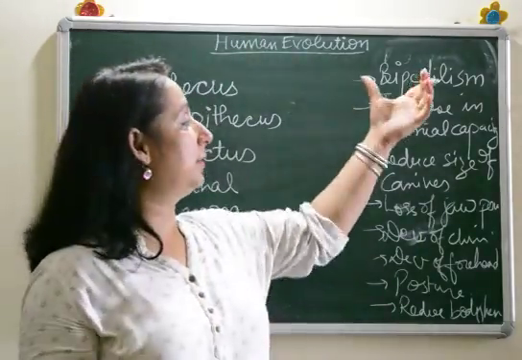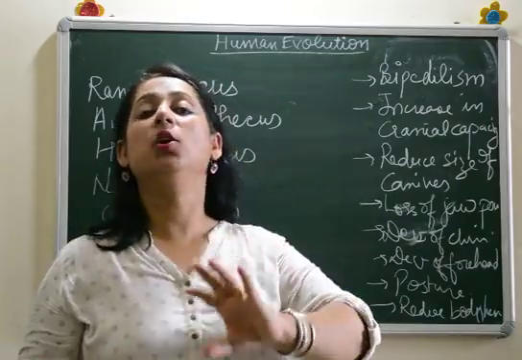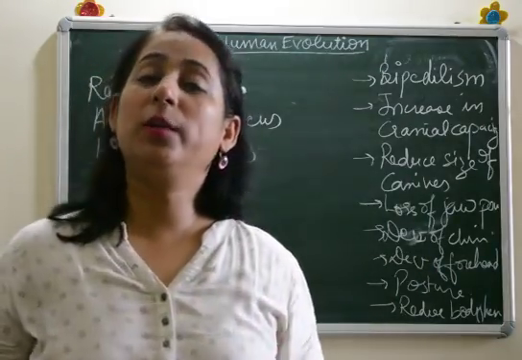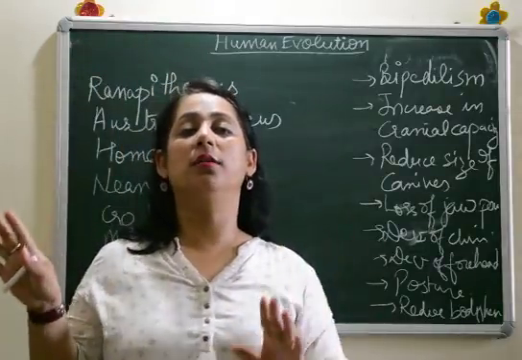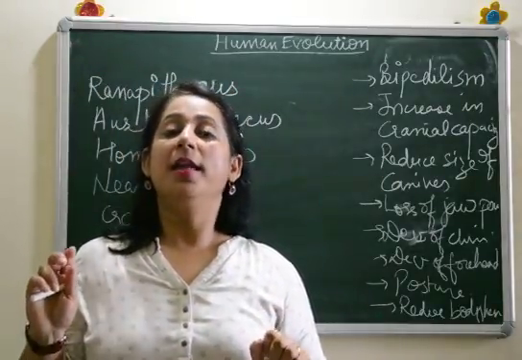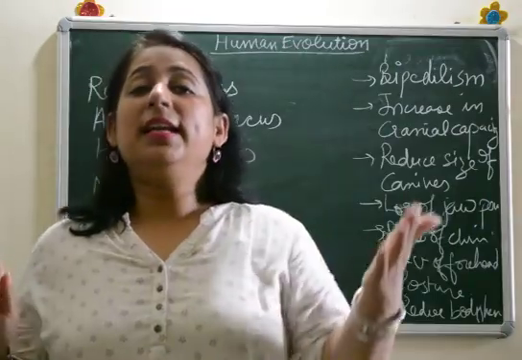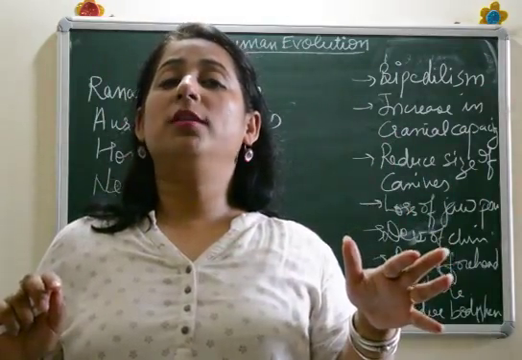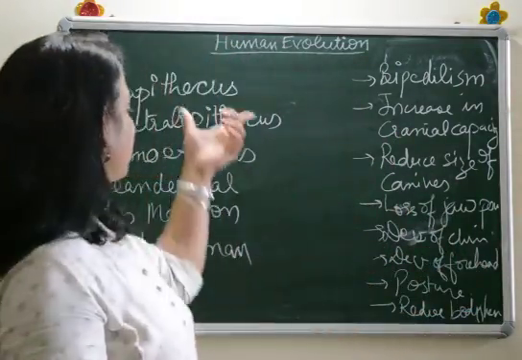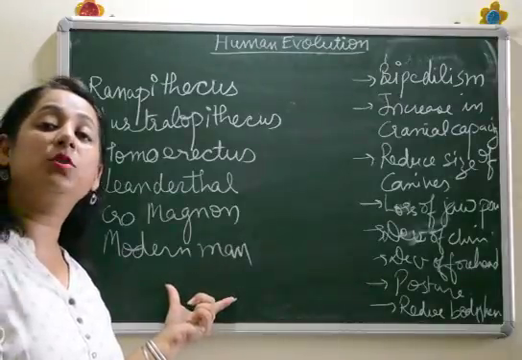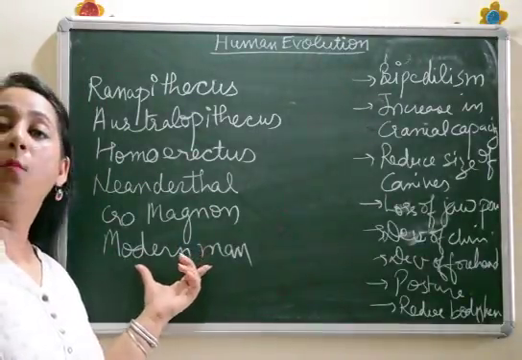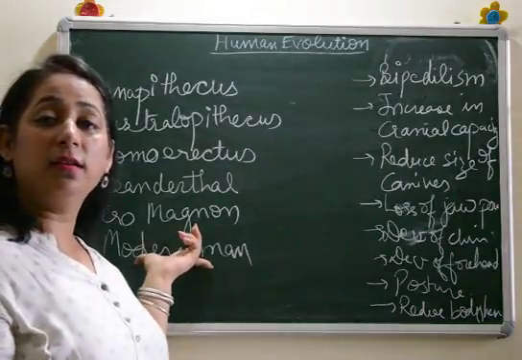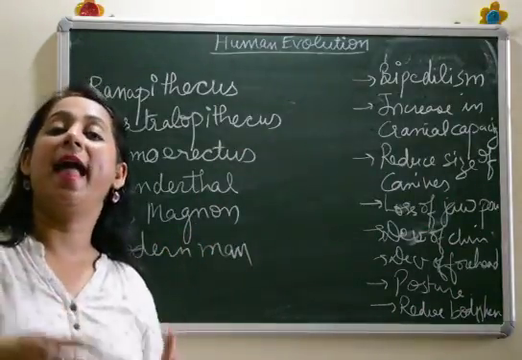These are certain characters which had to be incorporated, or which evolved during the passage of time, and hence a modern man was formed. Now, when we study the evolution of modern man, there are certain names of our ancestors given, and finally comes the modern man, who has all the characters which we have as a present day human.